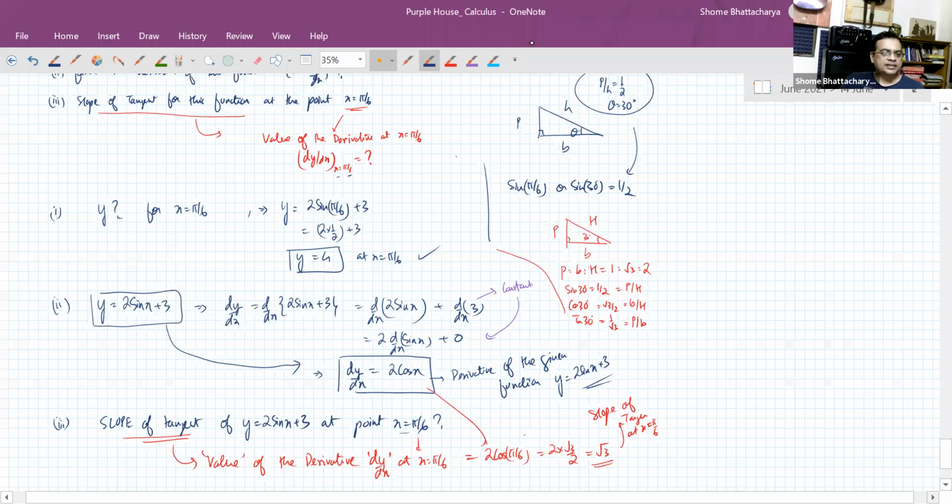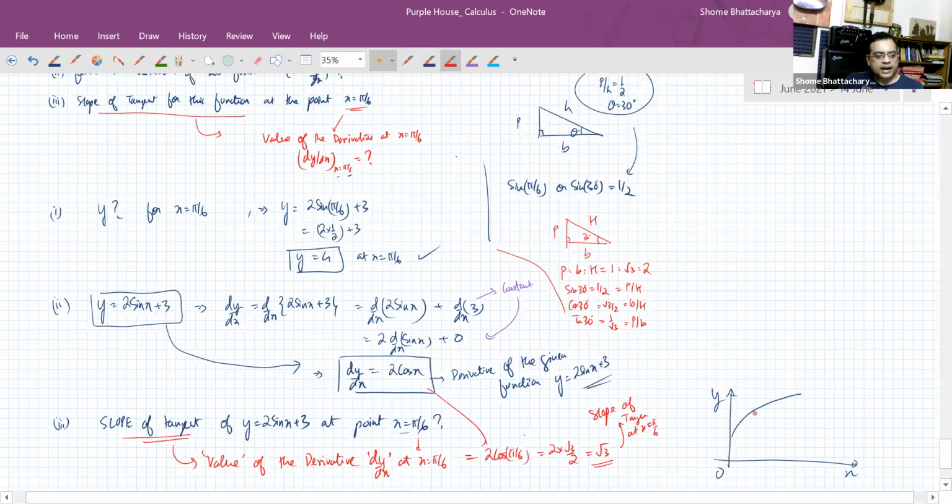So also, what do we mean exactly by the slope of the tangent? Because after all, tangent is a geometrical thing, so we have to understand what we mean by it geometrically. Earlier we were talking about the graph of the function sin x. Here the function is a little different, it is 2 sin x plus 3. So the graph will in fact be something like this.